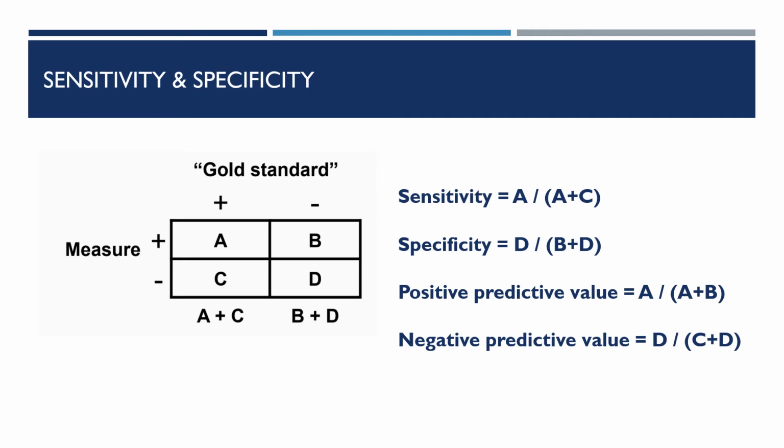Positive predictive value is the proportion of persons with a positive test result who are identified as having the condition by the gold standard test. Negative predictive value is the proportion of persons with a negative test result who are defined as not having the condition by the gold standard test.